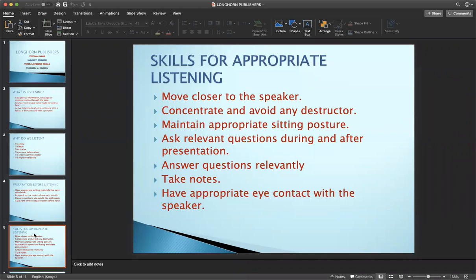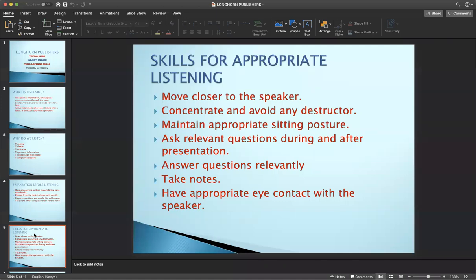It helps a lot. Then you need to concentrate and avoid any distractor. There are many distractors when you're listening. There are noises all over. There are things that will distract you. So it is always good to avoid them when you are listening.